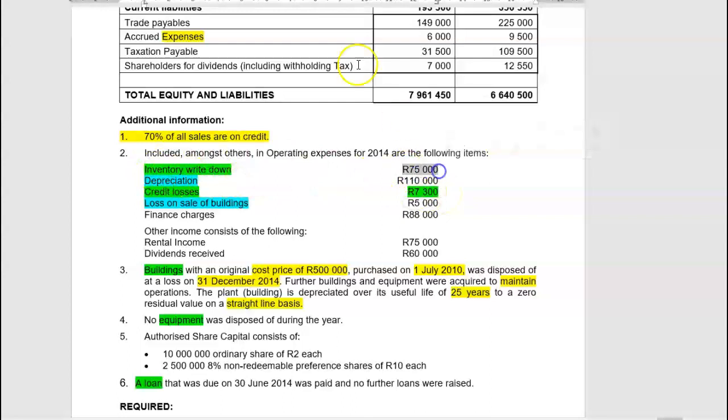Inventory write-down, 75,000 Rand. Guys, what is the inventory write-down? What is my entry? I credit inventory and I debit the inventory write-down account, which eventually is closed down against cost of sales. So there's no bank involved there either. It's the same thing as a credit loss. I just decrease the balance of an asset account. So therefore that inventory write-down of 75,000 is also a non-cash flow item that I have to take note of.